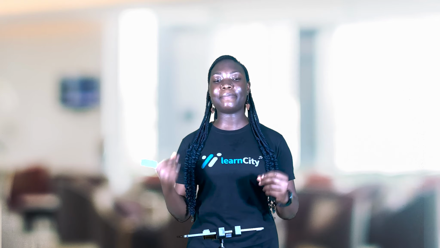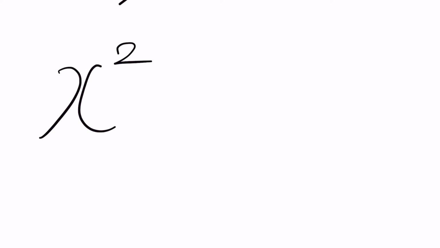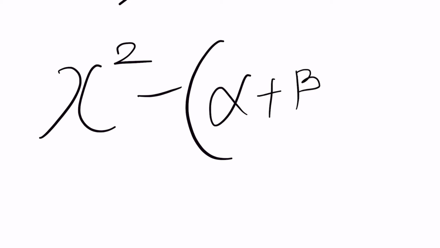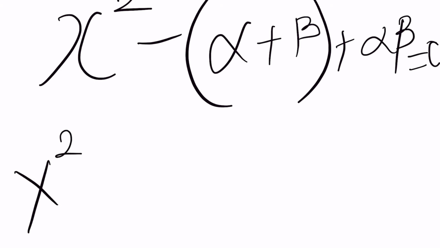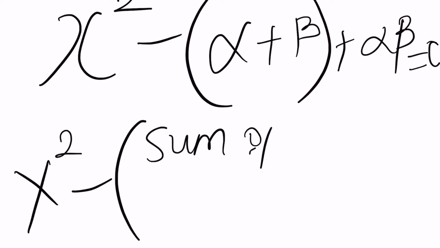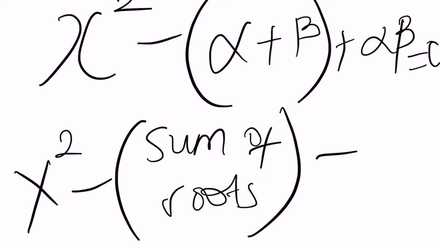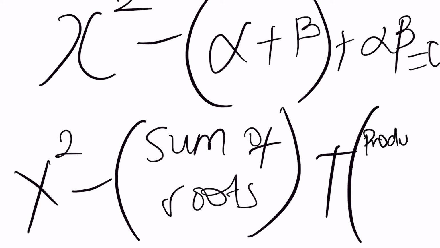Now, if alpha and beta are the roots of the equation ax squared plus bx plus c equals 0, then we have x squared minus (alpha plus beta) x plus alpha beta equals 0, where we have it to be x squared minus sum of roots times x plus product of roots.